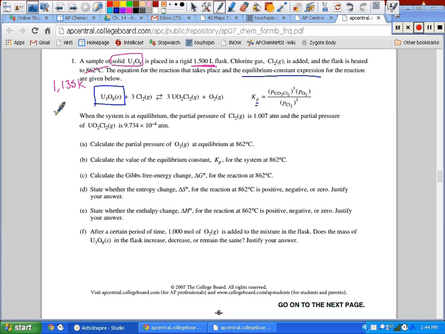All right. When the system is at equilibrium, that is probably the biggest thing they could have ever told you right there. When the system is at equilibrium, the partial pressure of Cl2 is 0.17 atmospheres, and the partial pressure of this thing is that many atmospheres. Calculate the partial pressure of O2 at equilibrium. Okay? Calculate the partial pressures of O2 at equilibrium. Can I tell you how simple this really, really, really is?